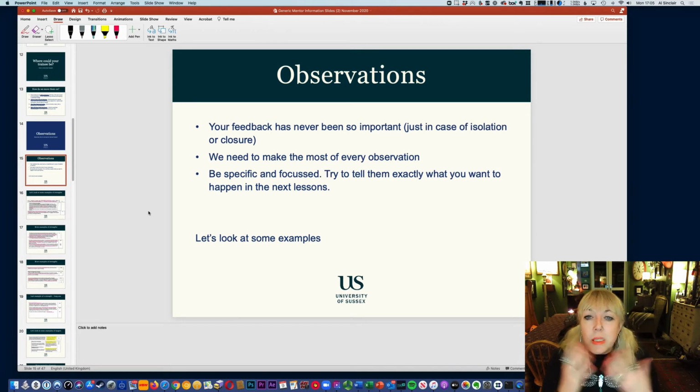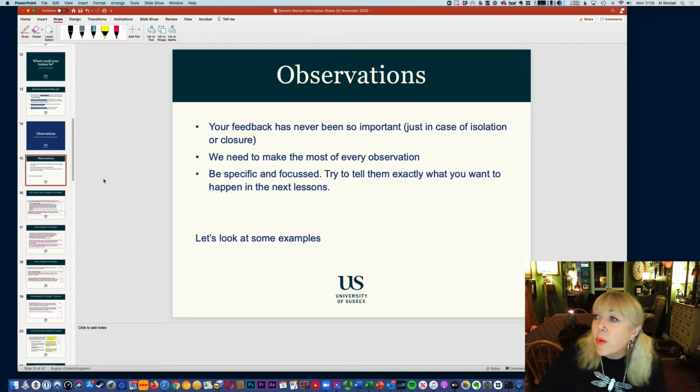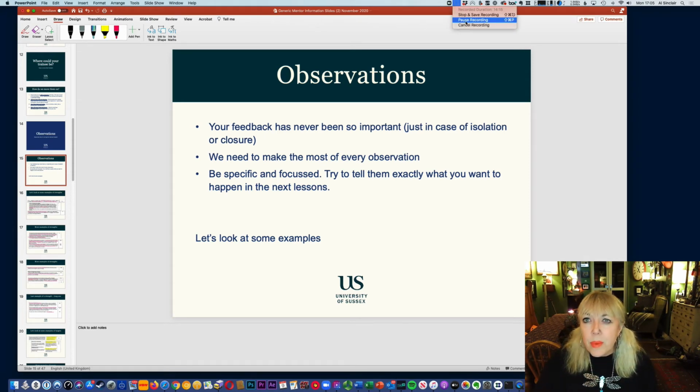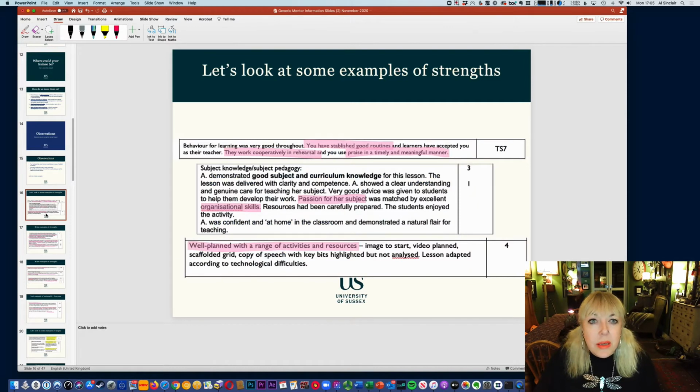Okay, specific and focused is what we're looking for so that we're not wasting our time. If you observe a lesson and it's all a bit woolly in the feedback, no one's gaining anything. We have to make our lesson observations matter. Okay, so let's have a look at some examples.